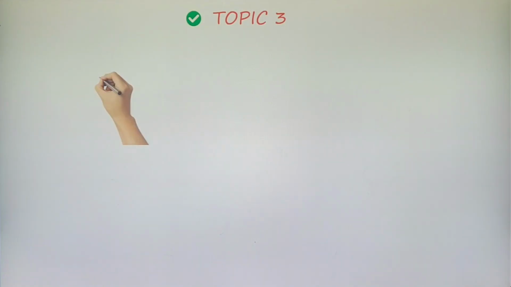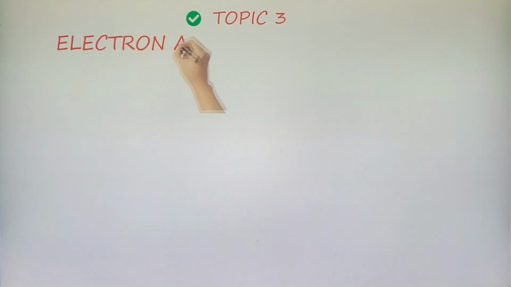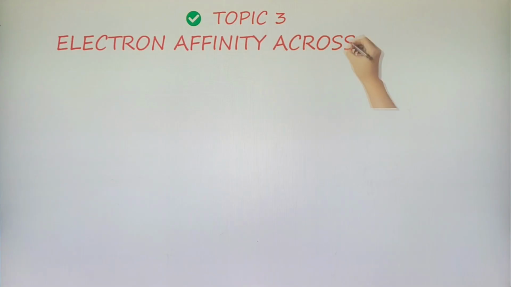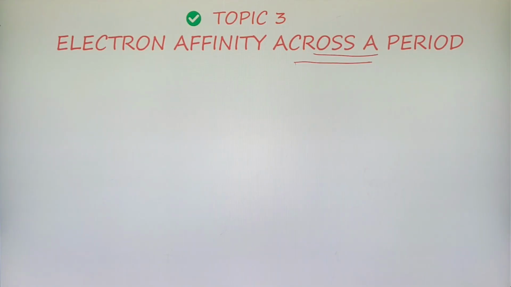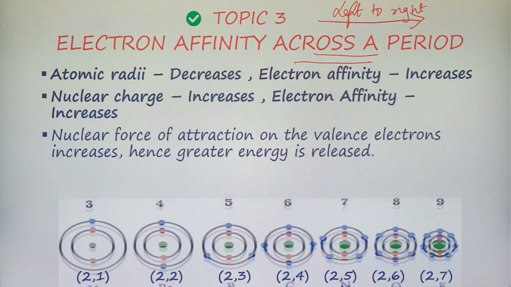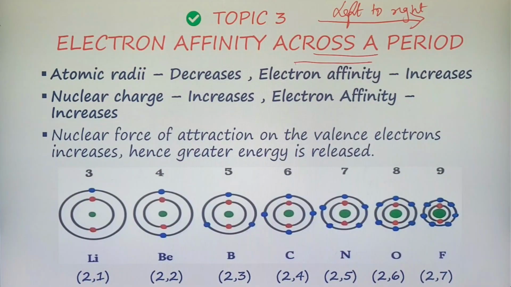Clear? So now let's actually start with the trends of electron affinity across a period. When I say across a period, what do I mean, children? I mean from left to right of the periodic table. So without any delay, let's start. What is electron affinity first of all, children? It is the tendency of an atom to accept an electron in its isolated gaseous state.